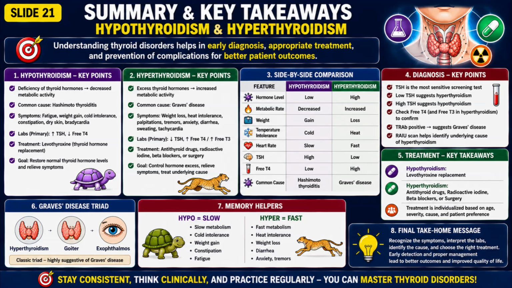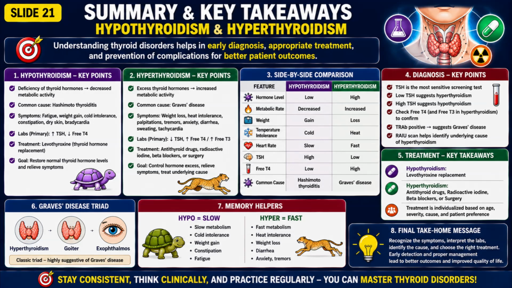Hyperthyroidism occurs when excessive thyroid hormones are produced, resulting in increased metabolic activity. Common symptoms include weight loss, heat intolerance, excessive sweating, tremors, anxiety, palpitations, and rapid heart rate. The most common cause of hyperthyroidism is Graves' disease, an autoimmune disorder characterized by diffuse goiter and exophthalmos. Laboratory findings typically show suppressed TSH levels with elevated T3 and T4 levels.